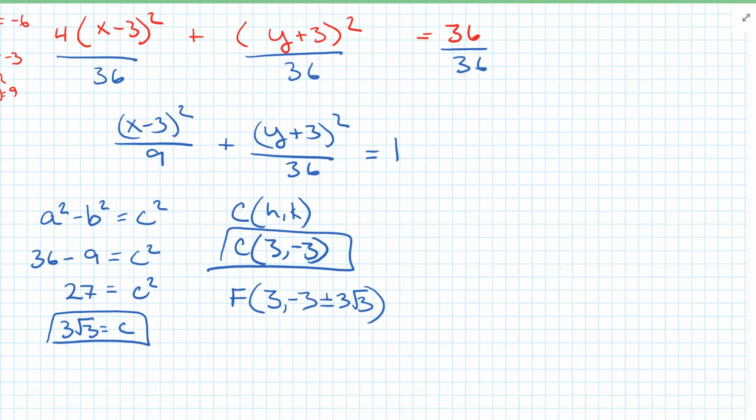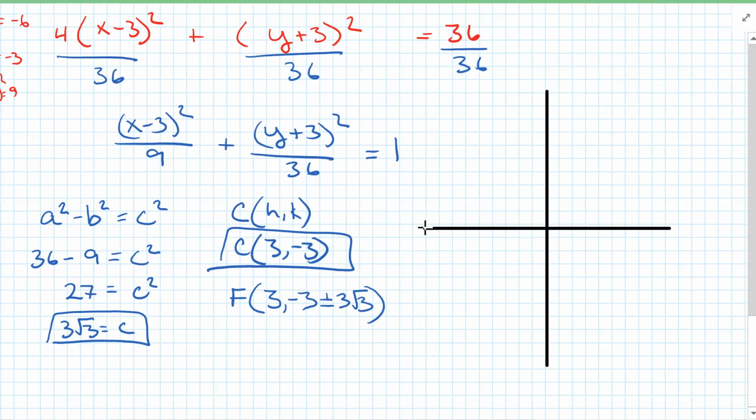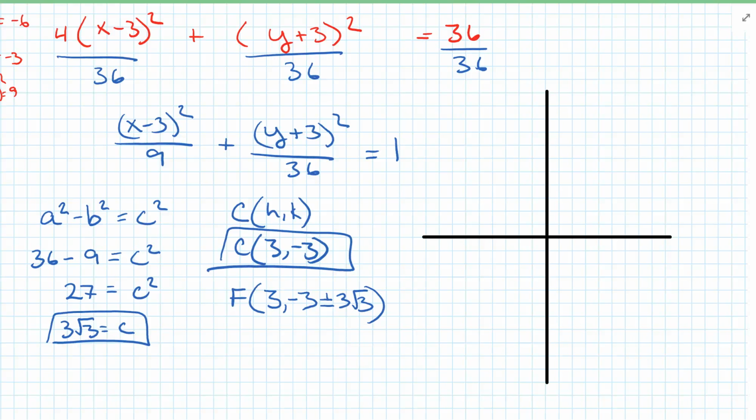So let's graph this thing. Let's just put down a graph. Okay. The center is at 3, negative 3. So let's use green. 3, negative 3. 1, 2, 3, 1, 2, 3. There's the center. All right. My a value is square root of 36, so 6. So go up 6 and down 6. 1, 2, 3, 4, 5, 6. So that is 3 comma 3. Go down 6. 1, 2, 3, 4, 5, 6. That's at 3, negative 9.